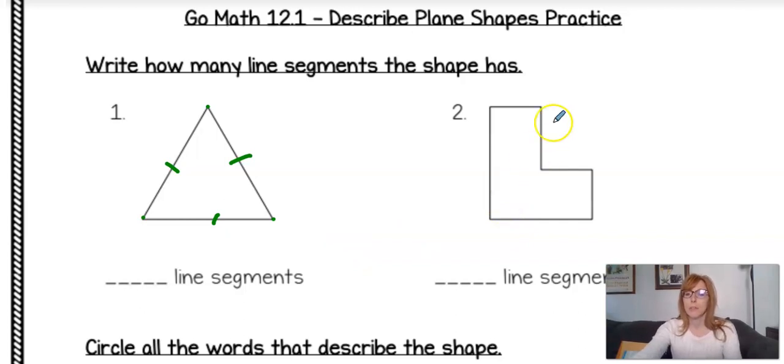So I'd like you to do this next one to yourself. Count the line segments. Hopefully you're seeing where the line segment begins and ends on each shape. So hopefully you came up with 1, 2, 3, 4, 5, and 6 line segments.